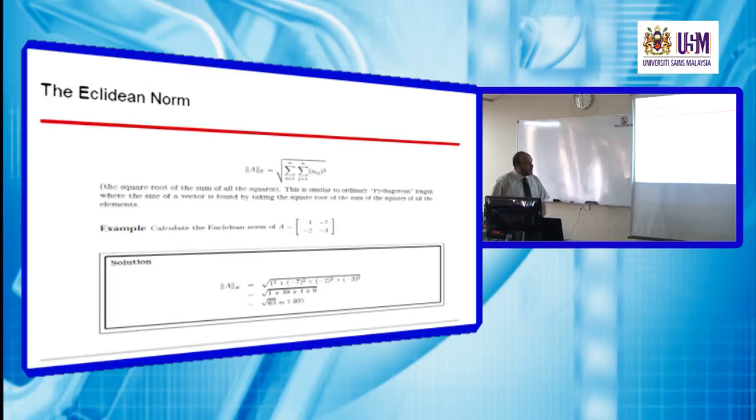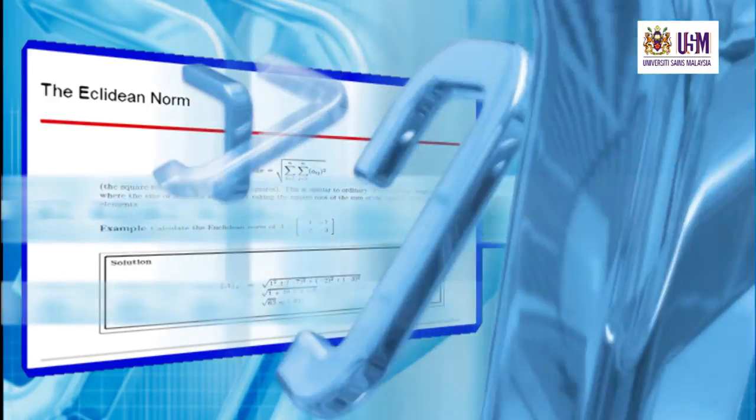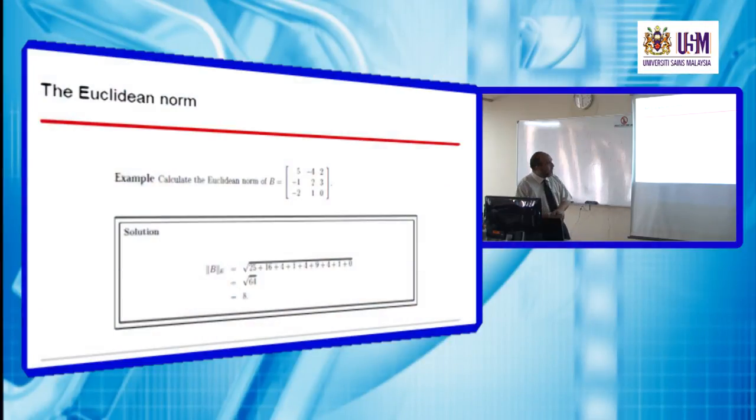7.937. So in the Euclidean norm, we need not worry about the negative sign, because multiplying a negative element with itself gives a positive value. So we need not bother ourselves with defining the positive or taking the absolute value. We have also the same example, which gave us a Euclidean norm of the value of 8.